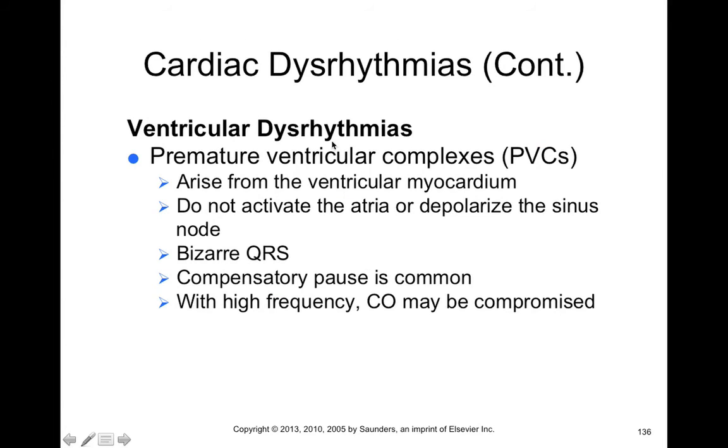Now, the ventricular dysrhythmias include things like premature ventricular complexes, or PVCs. These premature ventricular complexes arise from the ventricular myocardium. They don't activate the atria or depolarize any of the nodes because these action potentials won't flow back to the atria. But what this does cause are sort of bizarre-looking QRS waves. And if these ventricular dysrhythmias become too rapid, cardiac output can be compromised because the ventricles might not be able to completely fill with blood before they contract again, which means stroke volume and ejection fraction would be compromised, and so cardiac output would also decrease.